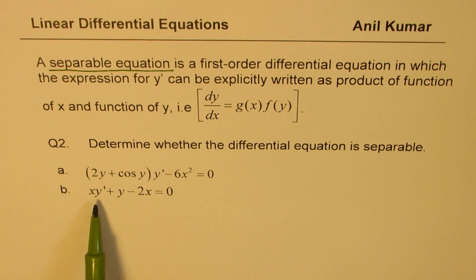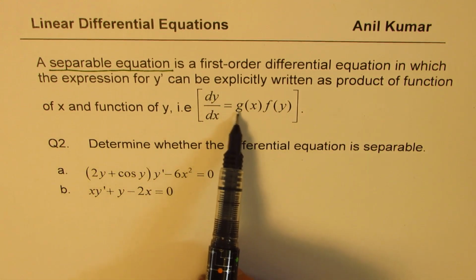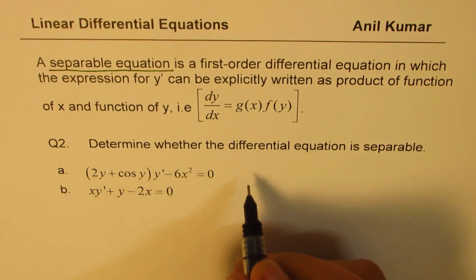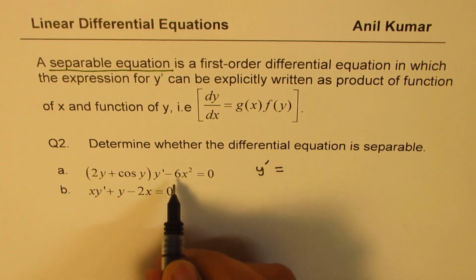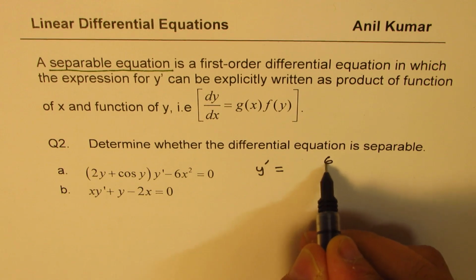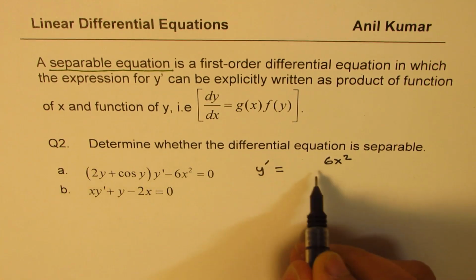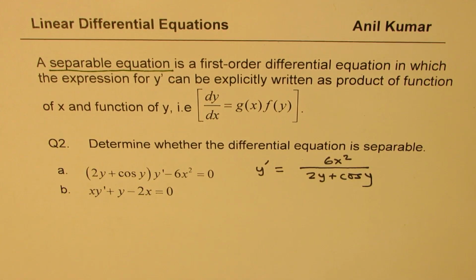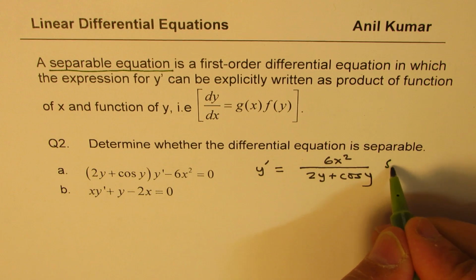So we are given two equations. You have to figure out if they are separable or not. So let's work on this. Separable means you could write dy/dx in the product form, correct? So y dash we can isolate. We could say y dash is equal to taking 6x squared to this side and then dividing by 2y plus cos y, correct? So these are separable. This is definitely separable.